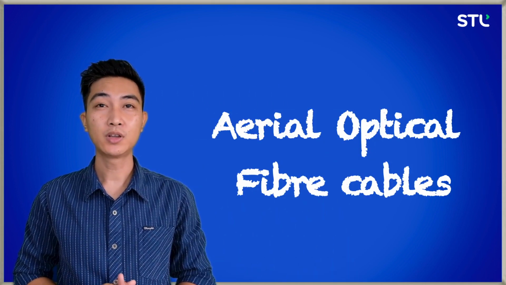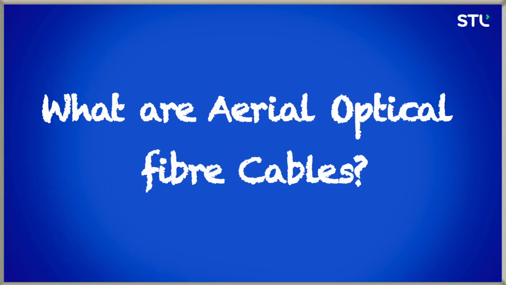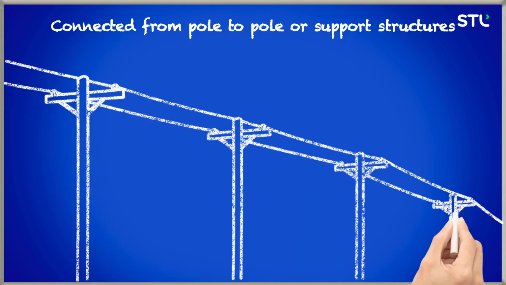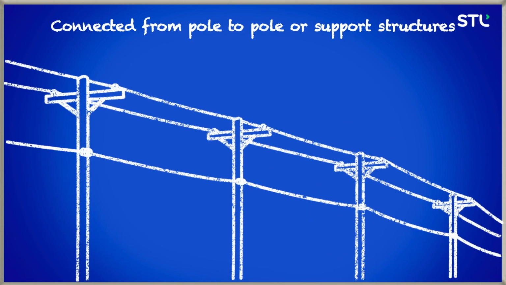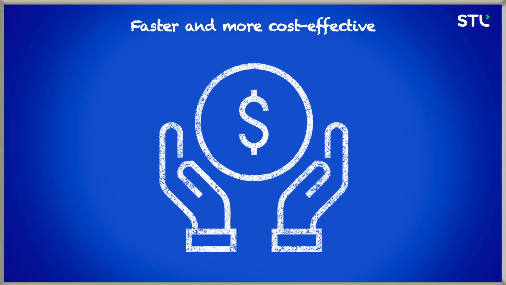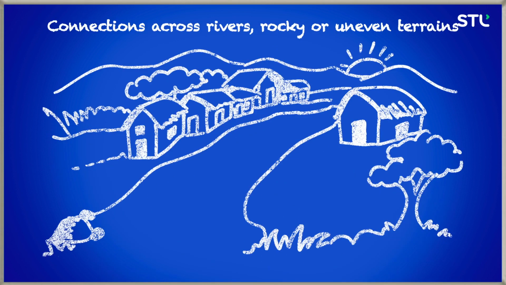Today, we'll talk about aerial optical fiber cables and their installation methods. What are aerial optical fiber cables? These are cables that are suspended in the air and connected from pole to pole or support structures. Aerial deployment of networks is faster and more cost-effective, especially for connections across rivers, rocky or uneven terrains.